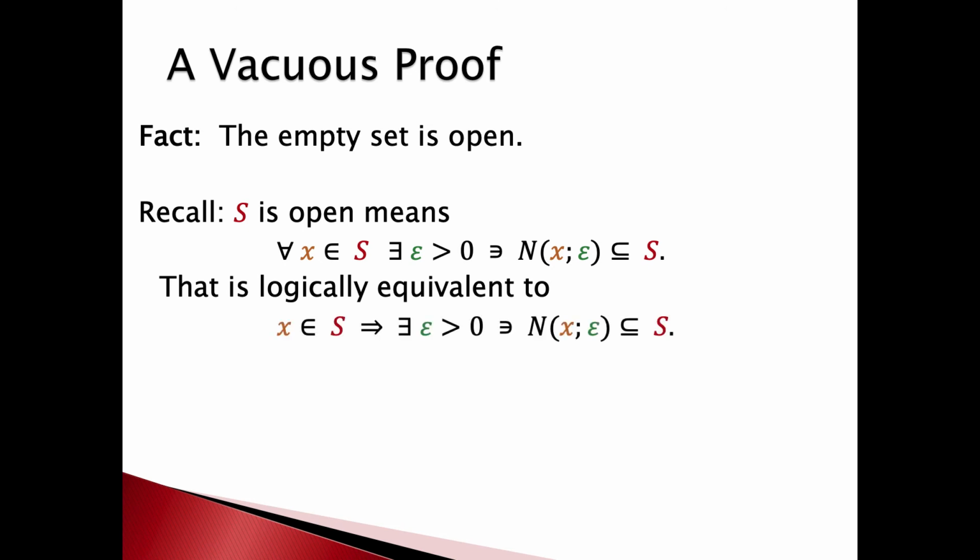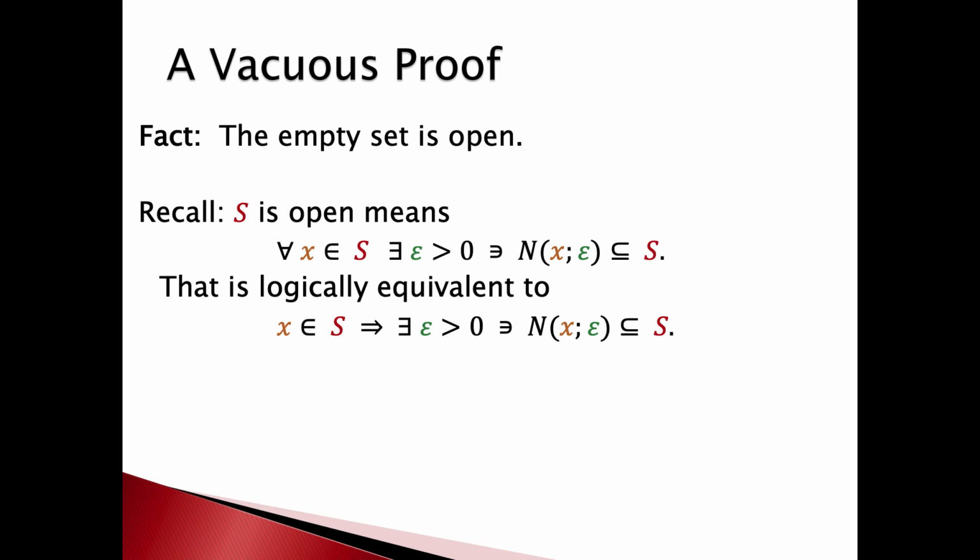So instead of saying for every x, blah, blah, blah, I could say this. If x is contained in S, that implies that there is an epsilon so that the epsilon neighborhood around x is contained in S. Everybody see how that's exactly the same thing? I've turned that quantifier statement into an implication. Of course, it means exactly the same thing.